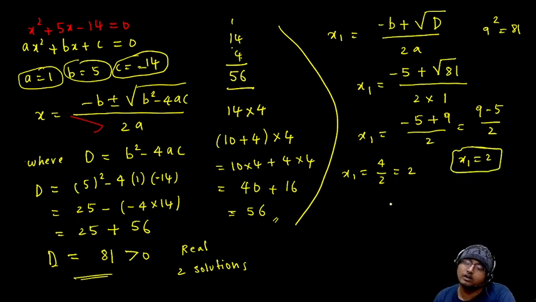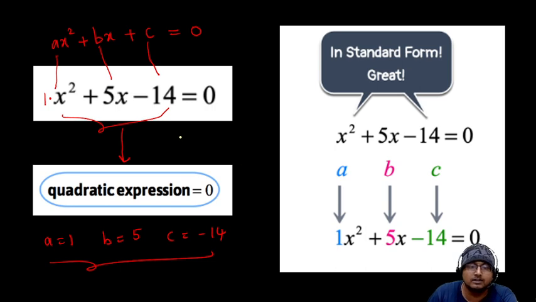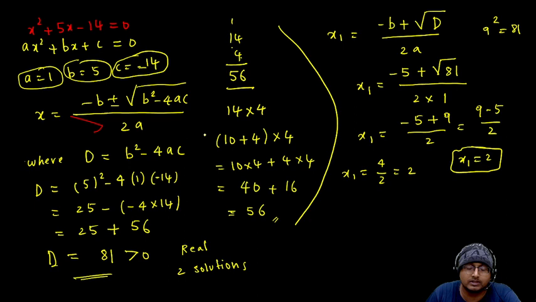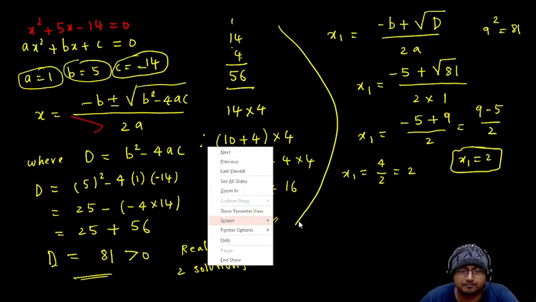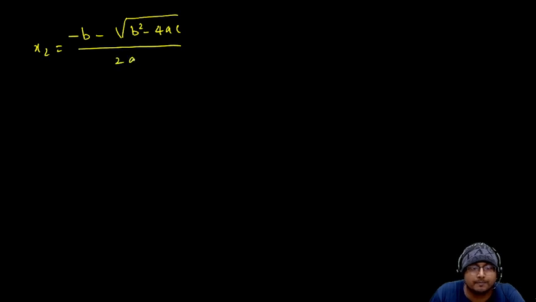X1, one of the values we got, is 2. Let us write here: x1 value is 2. So let us see one more thing. One more value, what we got. So x2 now we will take as minus b minus under root of b square minus 4ac divided by 2a.